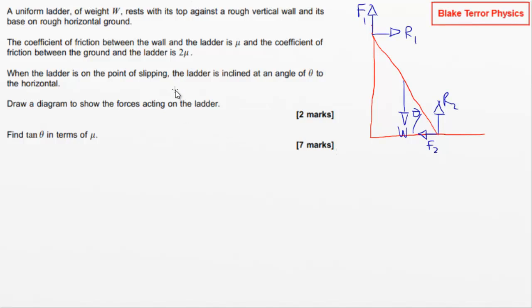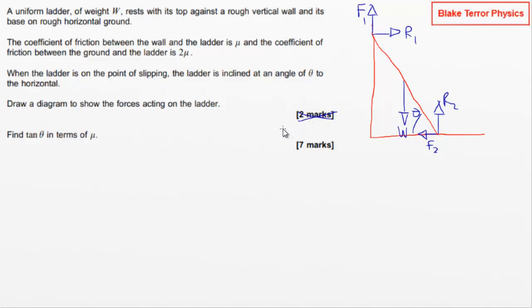So, point of slipping. That must mean that both of the frictions are in limiting equilibrium, because otherwise it wouldn't be at the point of slipping. You can't have one of them about to go and the other one not. Either they're both going to move, or they're not. So they both must be at limiting point. I've drawn the diagram, so that's the first part done.